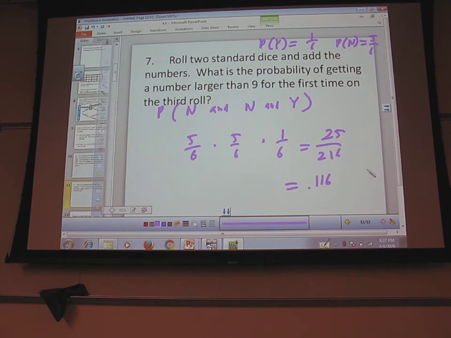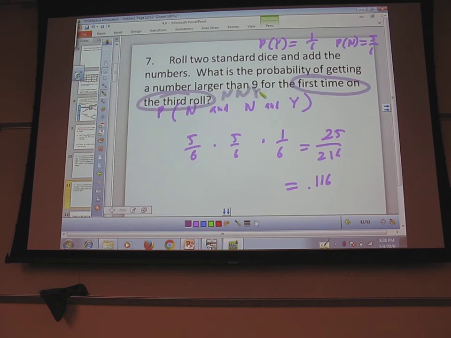Are you guys gonna be okay on your homework for this one? I'll circle the first time on the third roll. That means it went no, no, yes. Does that help make it? Yes? No? Questions about this? Okay.